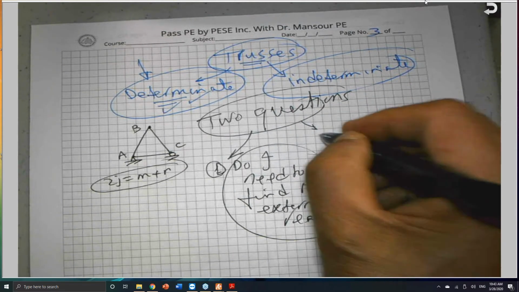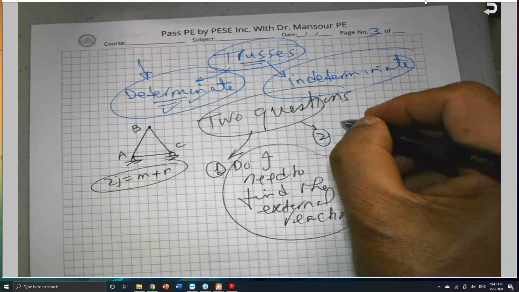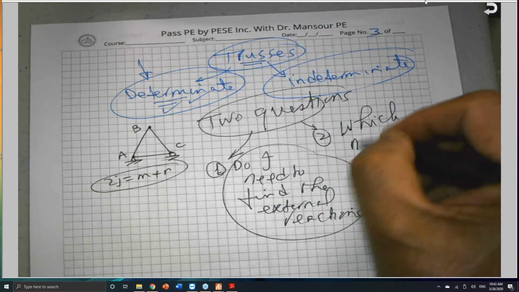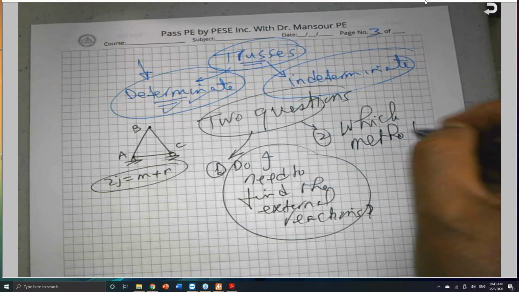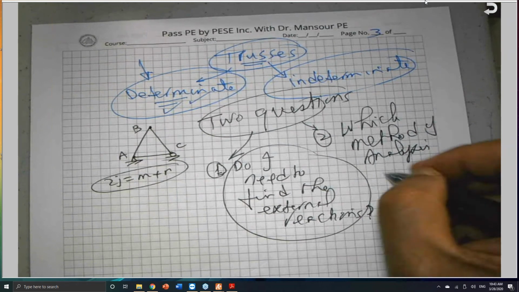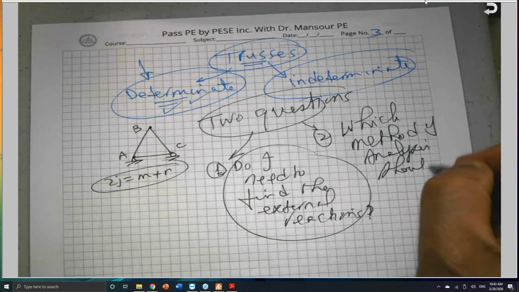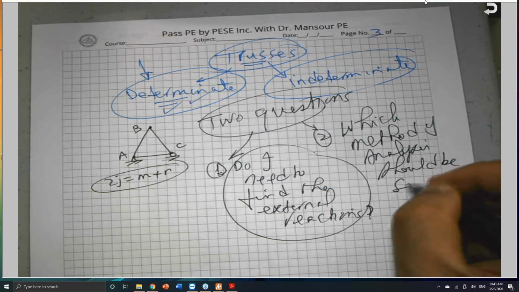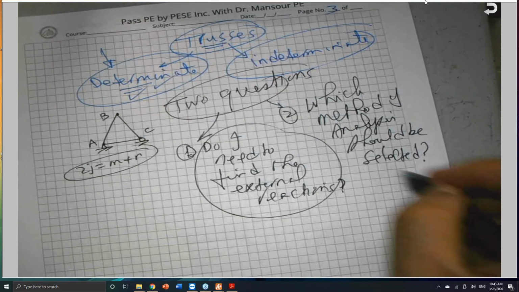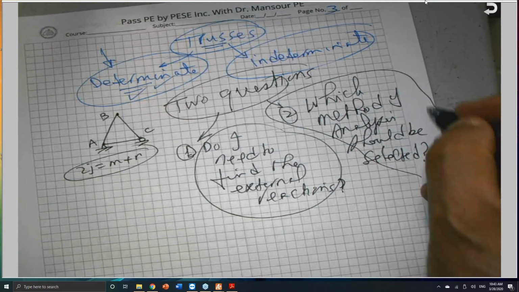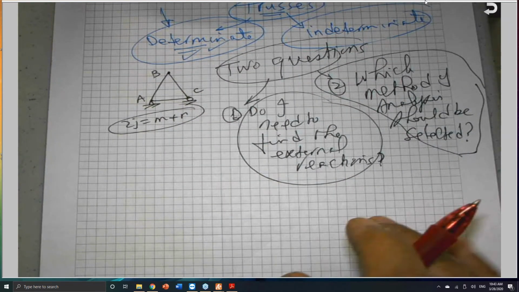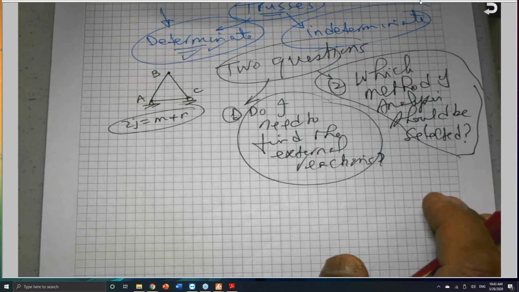Question number two, what method of analysis should be selected? If we are able to answer these two questions correctly, quickly and accurately, I believe we are getting very close to the solution.